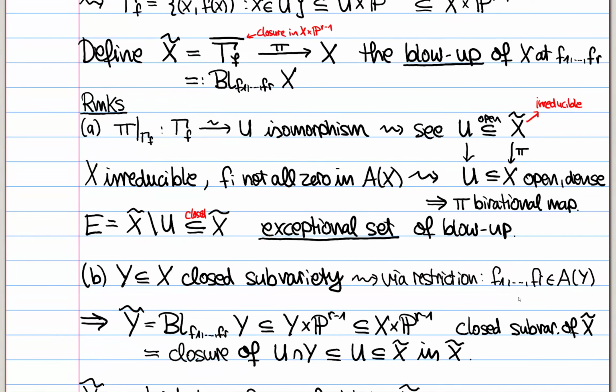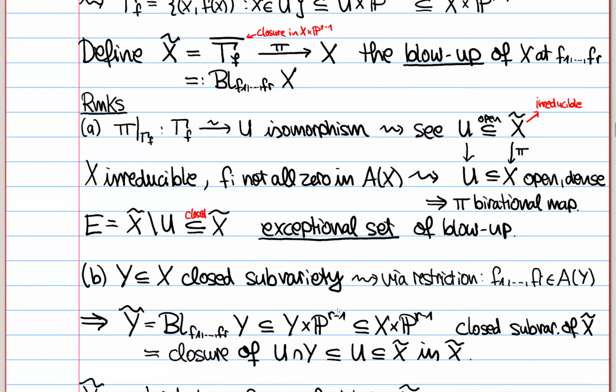Some more bits of notation. So if you have y inside x, some closed subvariety, then we had as input data these functions f1 up to fr on x. And so via restriction, you also get functions f1 up to fr in A(y). We just use the same notation here. And then, well, y is still an affine variety, so you can still take the blow up of y now at these functions. You can also call it y tilde.